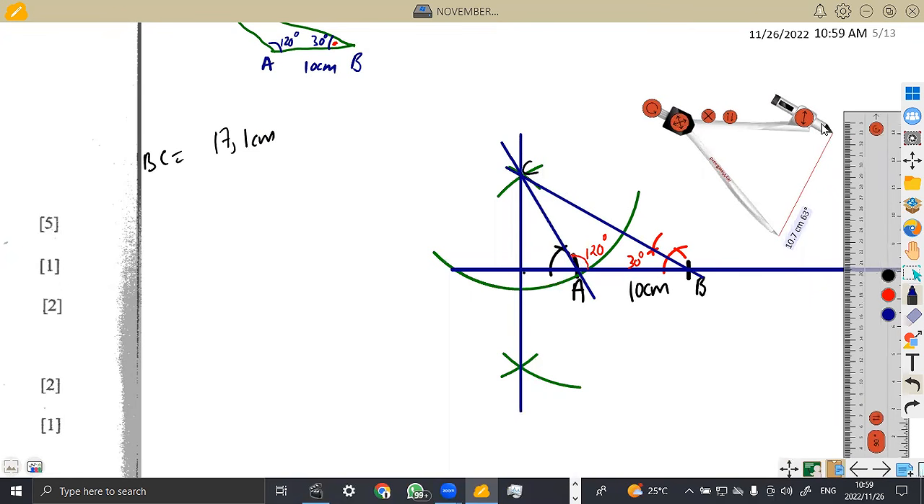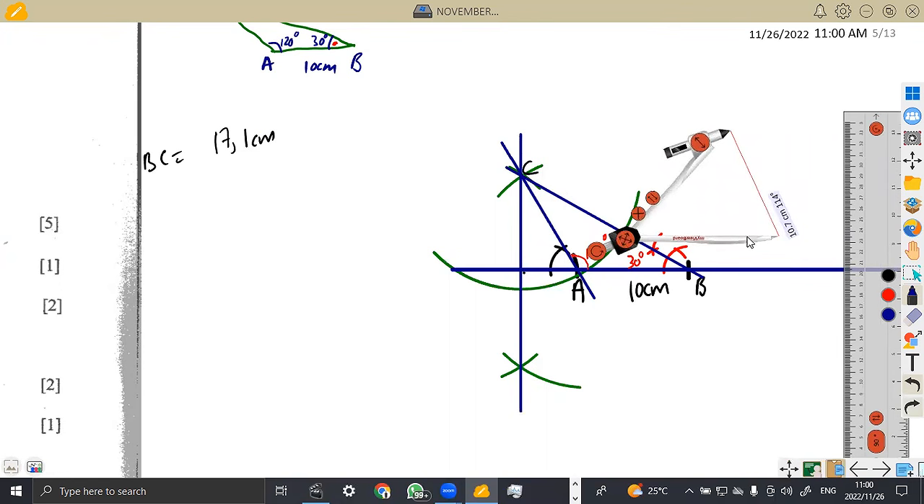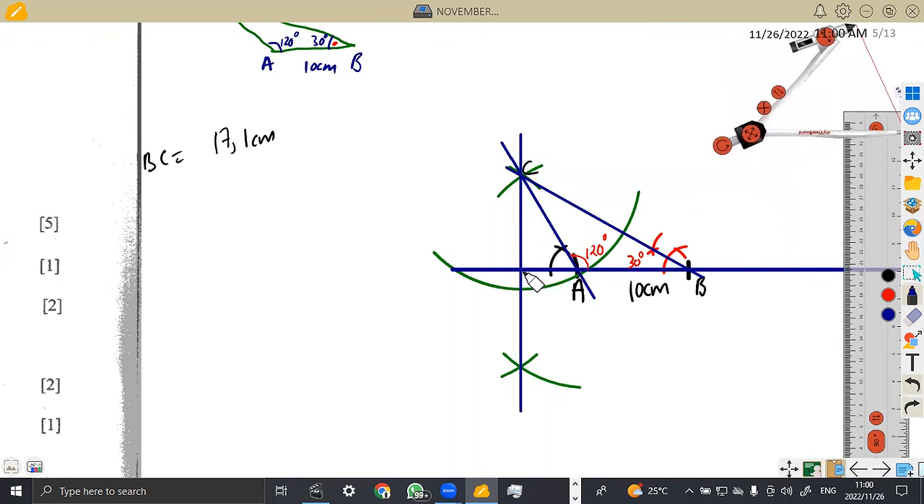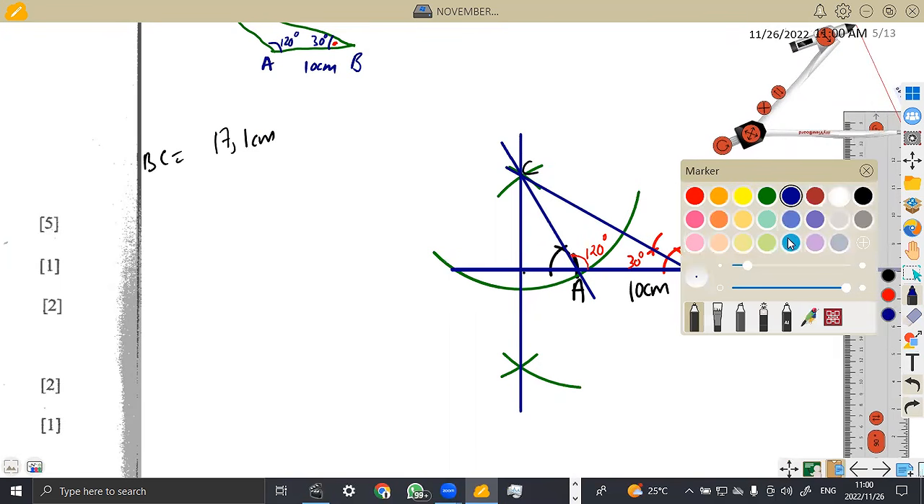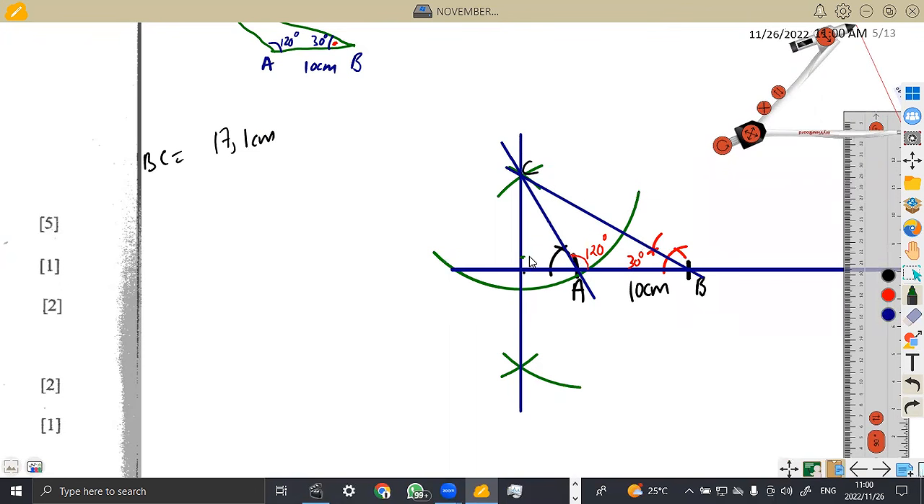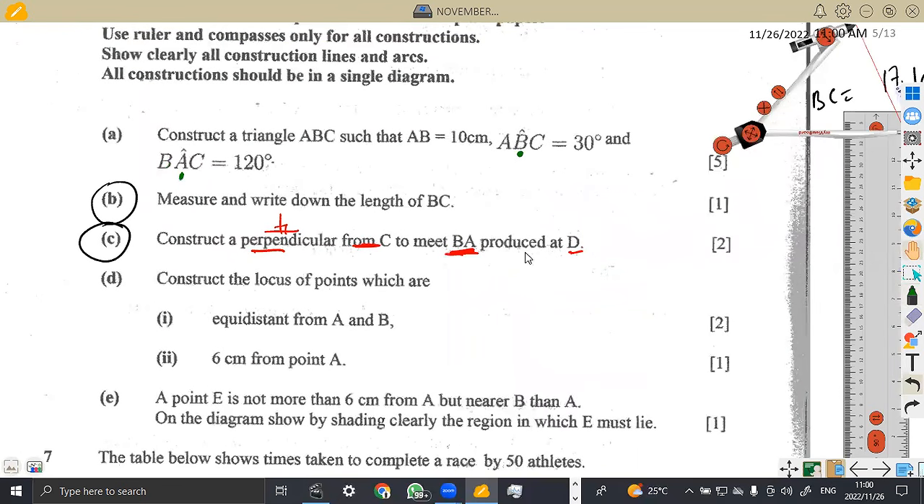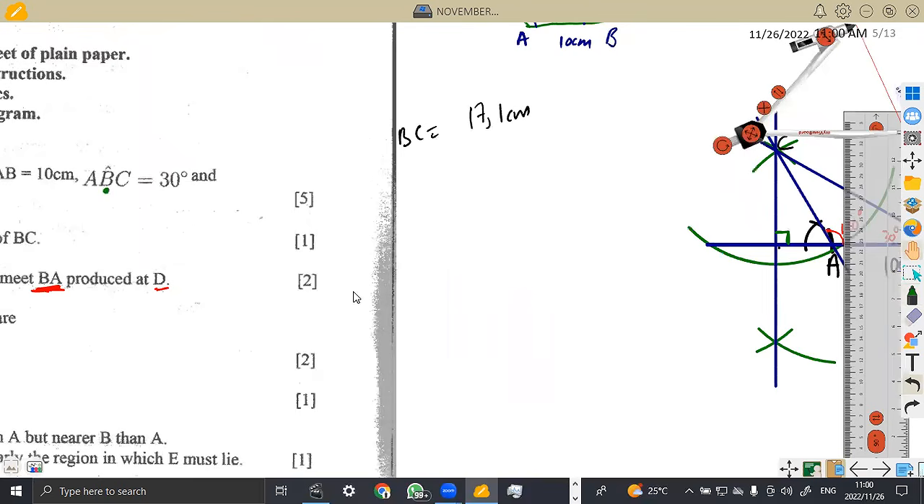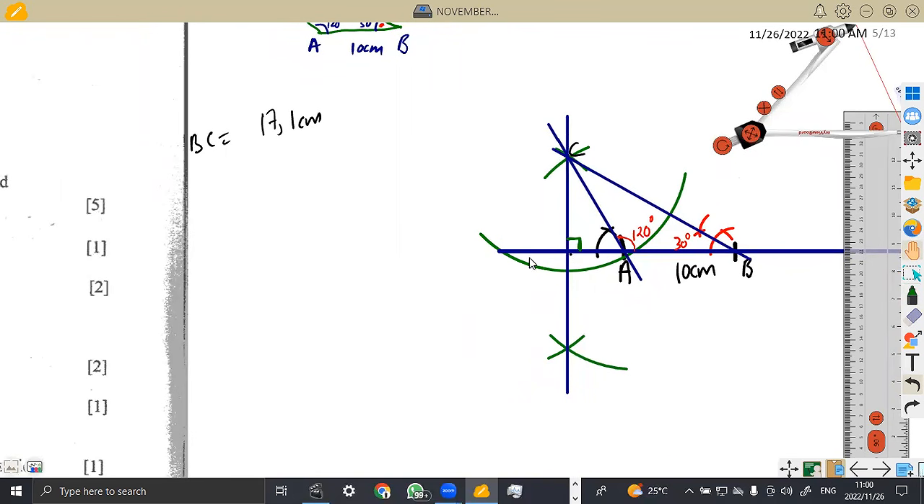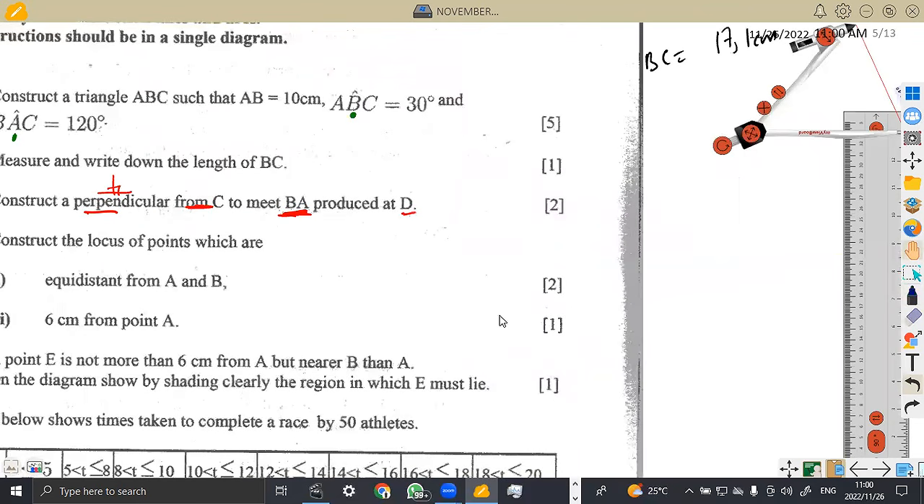This is not the perpendicular bisector, but the perpendicular distance, sorry, that is the perpendicular from C to line AB produced. It meets this line at 90 degrees. That is where we refer to the point D, to meet BA produced at D. So BA was produced, as you can see, extended to the point D. So this is going to be your point D. All right, so that was 90 degrees there.